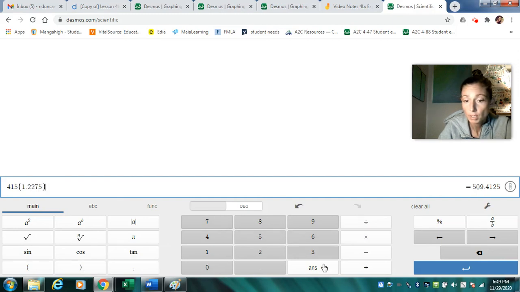Let's see how much I would owe on the computer now. So the exponent will be 5 years. All right, so now we're going to round that up to cents, so that'll be 53 cents. So $1,156.53.